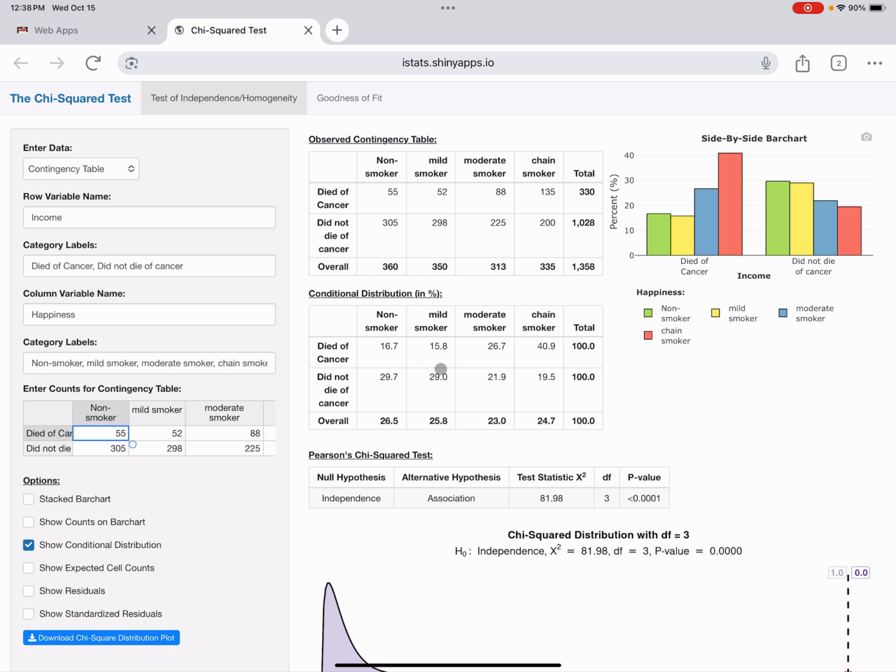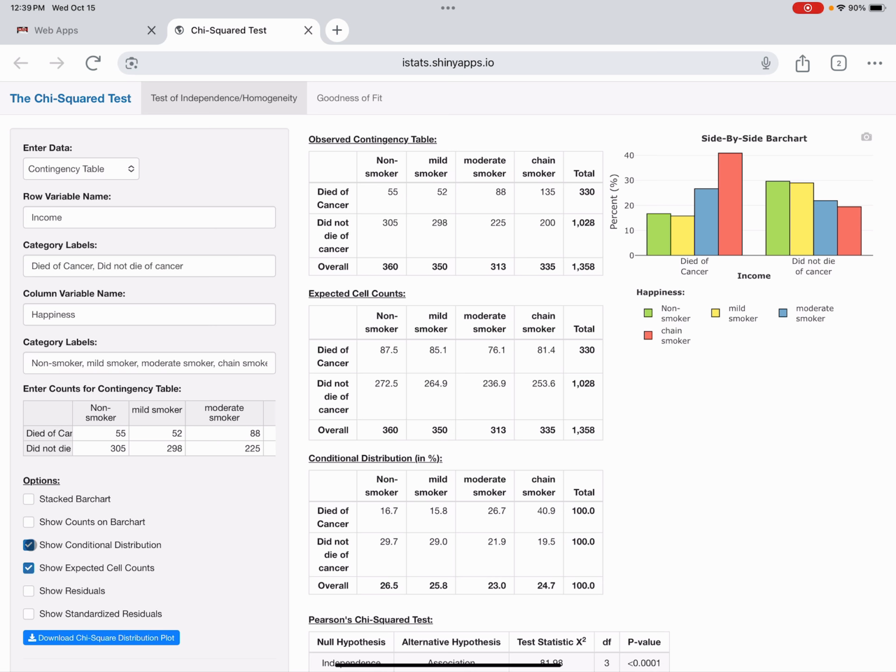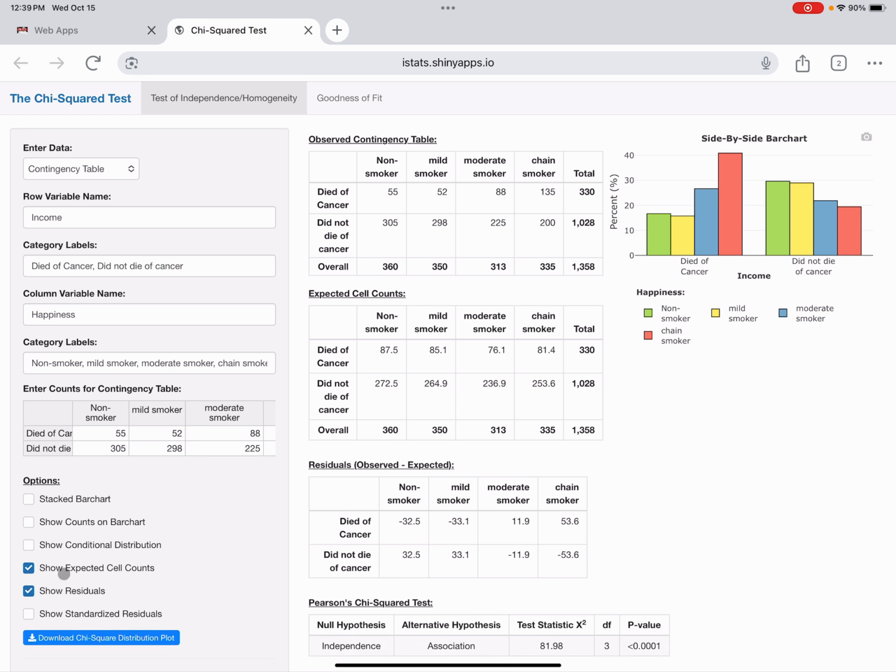And they give you a conditional distribution here. I think more helpful is looking at the expected counts and also the residuals. So for the expected counts, all of these are more than 5. All of them are more than 1. So we're good. The results of our test are valid.